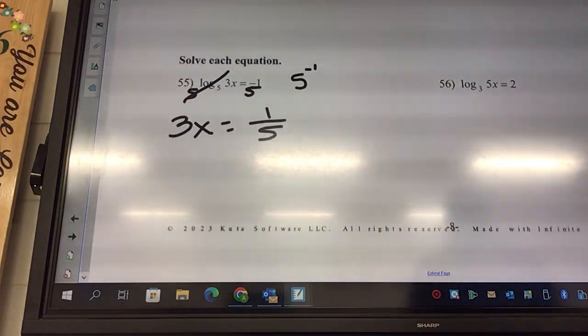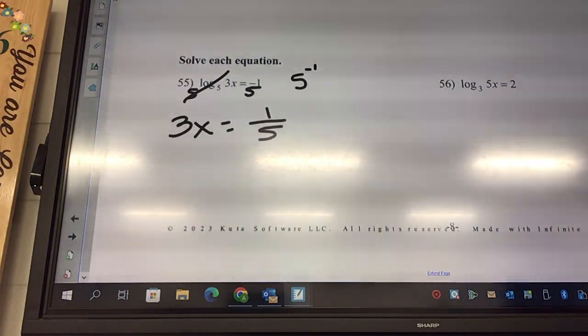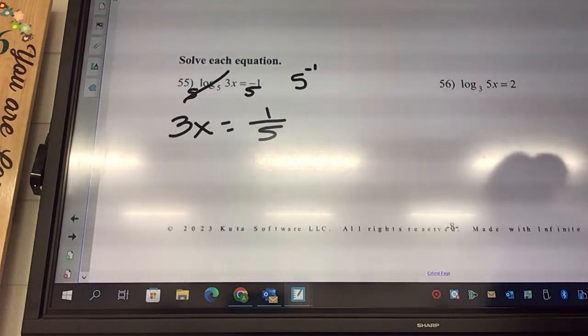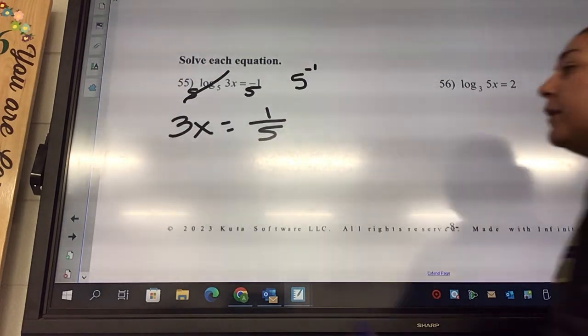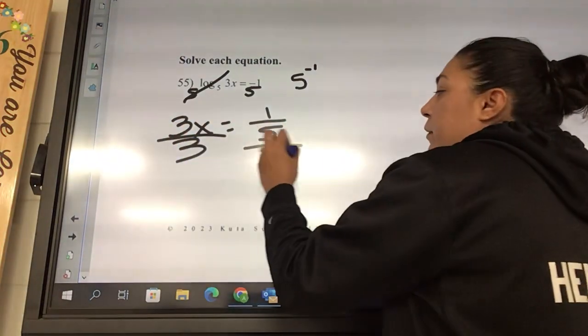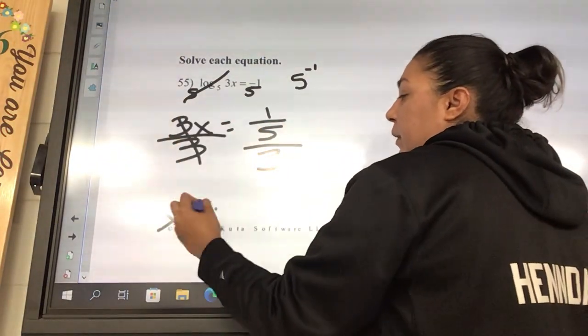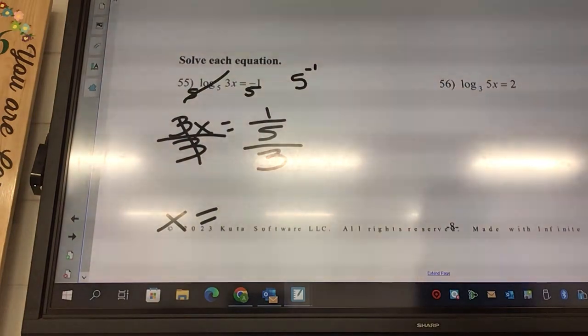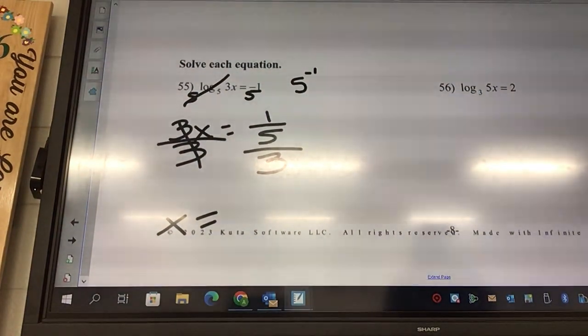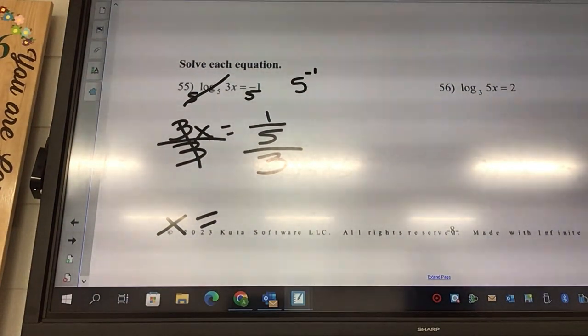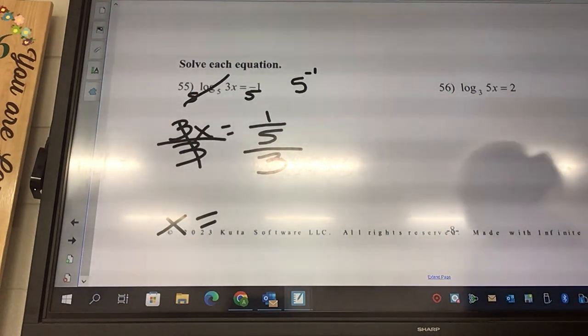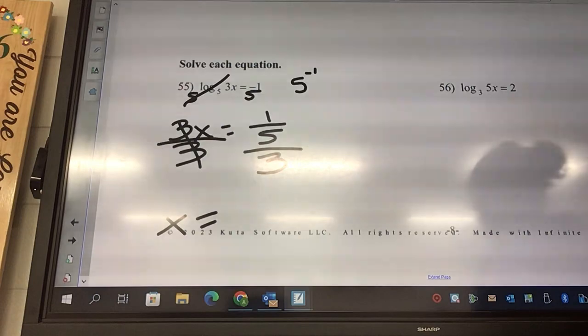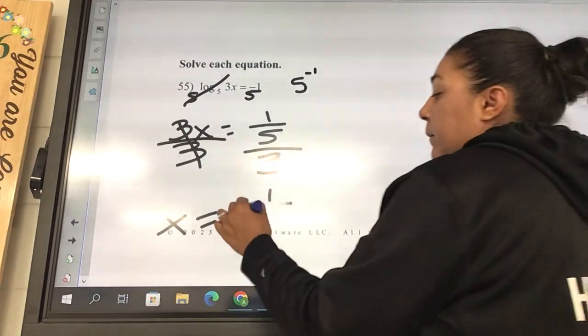Okay, and then how am I solving for x? How do I move that 3? Divide by 3. Okay, so what is 1/5 divided by 3? If you still have the 1/5 on your calculator, you can just hit divide by 3. 1 over 15? Okay.